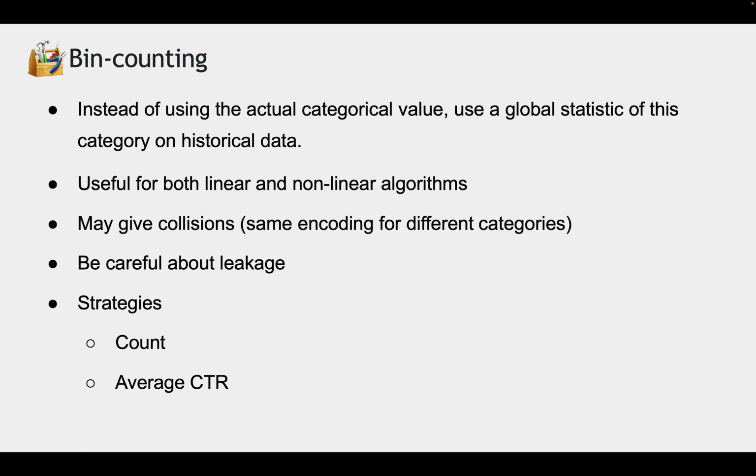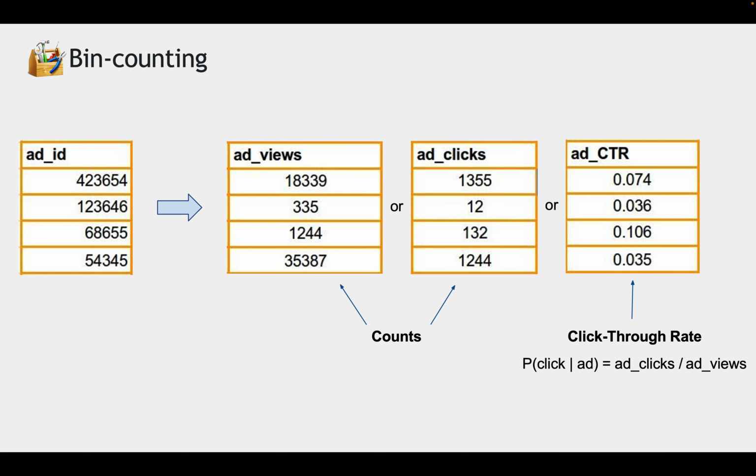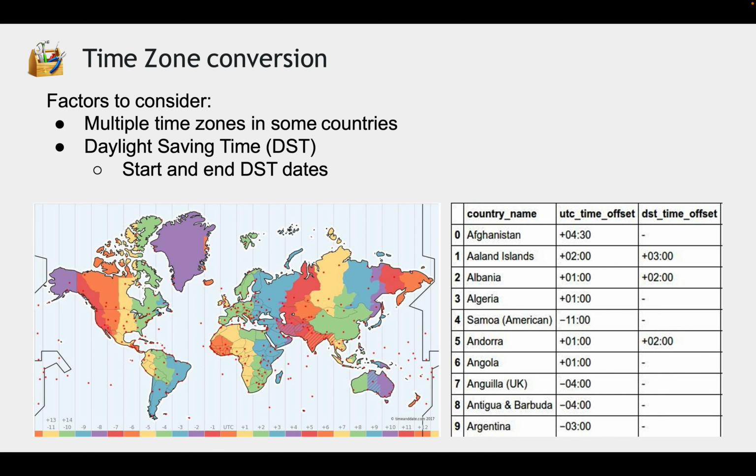Bin counting, okay. Instead of using actual categorical values, use a global statistic of this category or historical data. Useful for both linear and non-linear algorithms. May give collisions: same encoding for different categories. Be careful about leakage. Strategies: count, average CTR. Ad views, ad clicks, counts, click-through rate. Though they look the same, that is a whole different thing. Click-through rate.